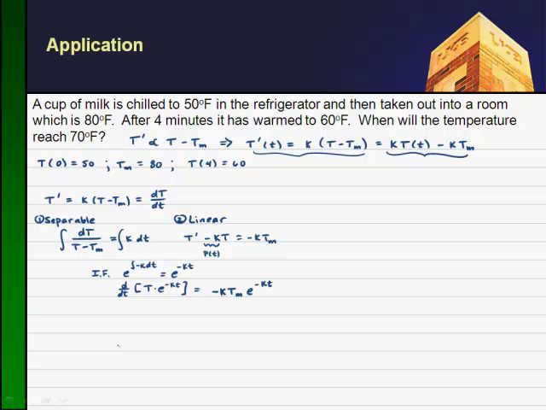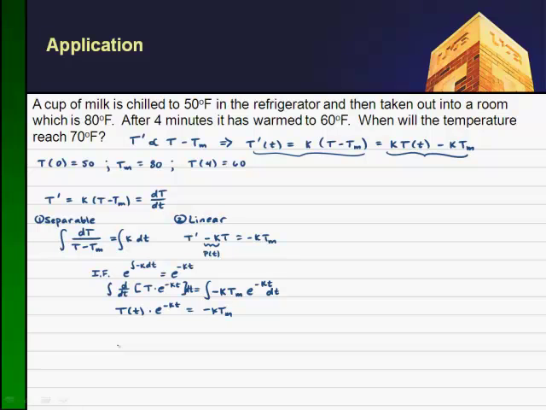Okay, so now if I want to integrate both sides with respect to time, I put a little dt here, integrate here, add a little dt. Again, the first fundamental theorem of calculus tells me that I have T of t times e to the minus kt is equal to, so now here I have a minus k times Tm, which is just a constant.